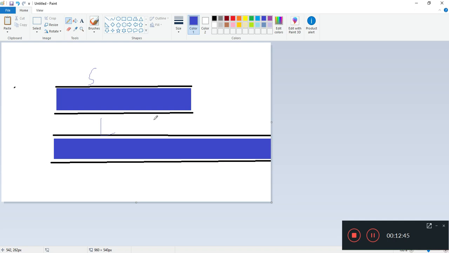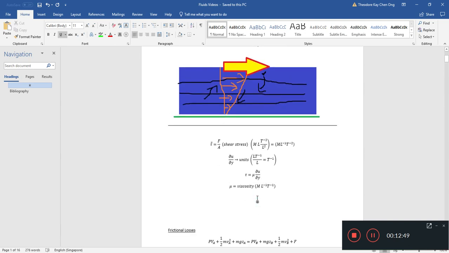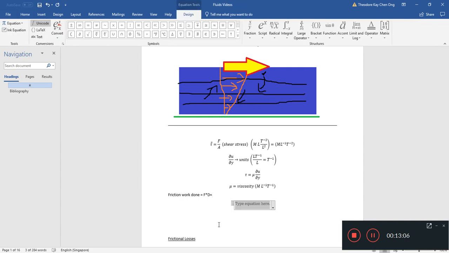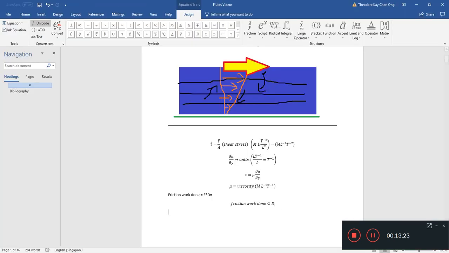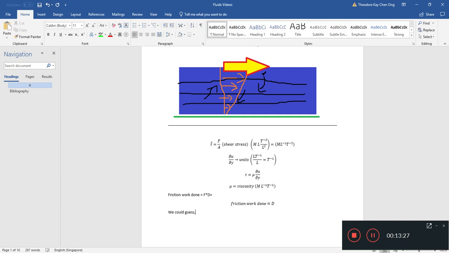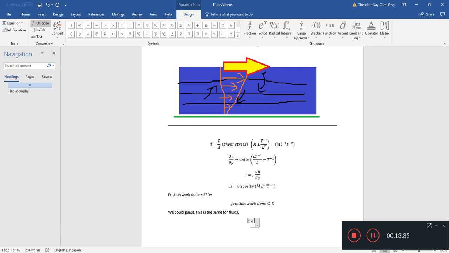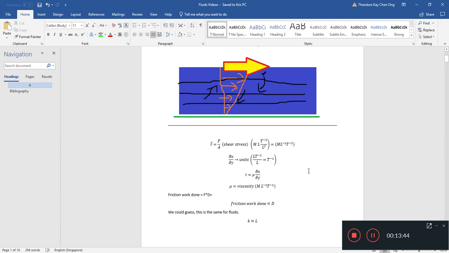the work done by friction equals the force times distance. So let's say we have friction work done equals force times distance, and assuming the force is constant, the friction work done is proportional to distance. So we could postulate, we could guess, that this is the same for fluids. Alright, so that's one clue. Maybe K is proportional to the pipe length.